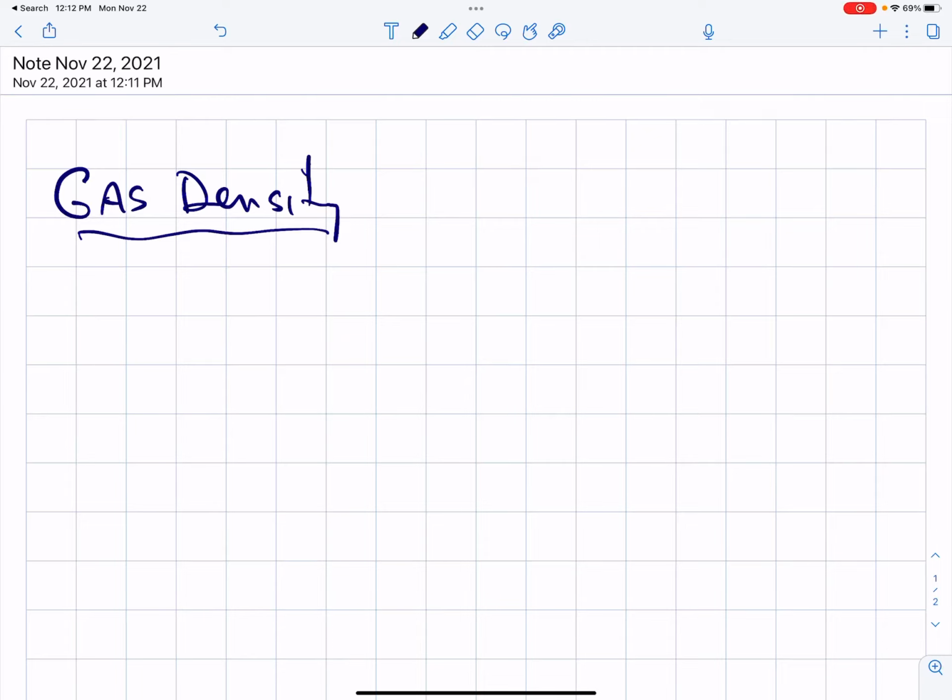So just a quick introduction to the gas density formula. We know from earlier in our stoichiometry unit that moles is the mass divided by the molar mass for any substance. So mass over molar mass gives us moles. We also know that density is the mass divided by the volume for any substance.